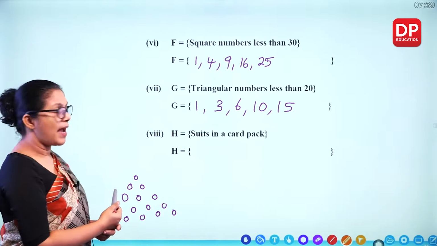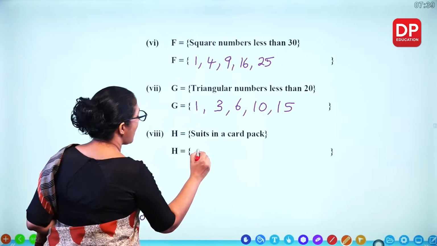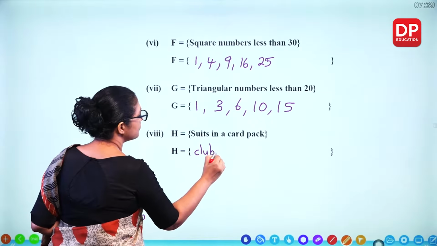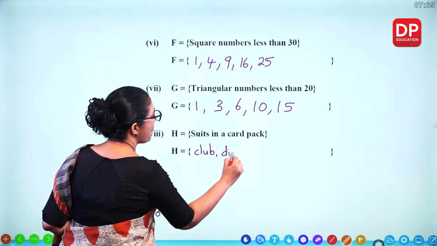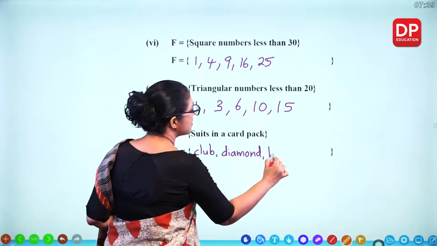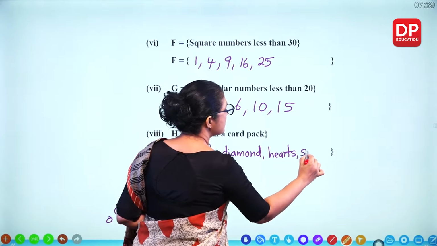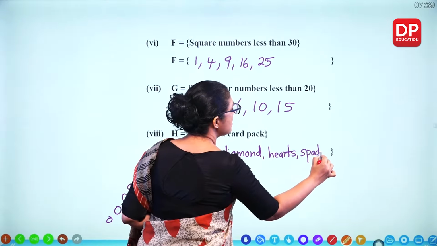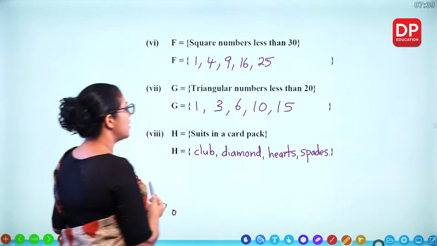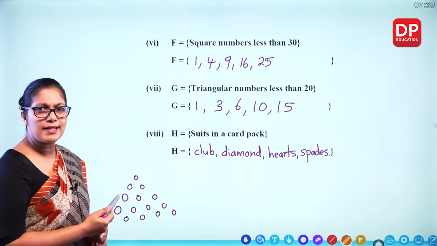Suits in a card pack. So what are the suits? We get club, diamond, hearts and spades. So those are the suits in a card pack. So clubs, diamond, hearts and spades.